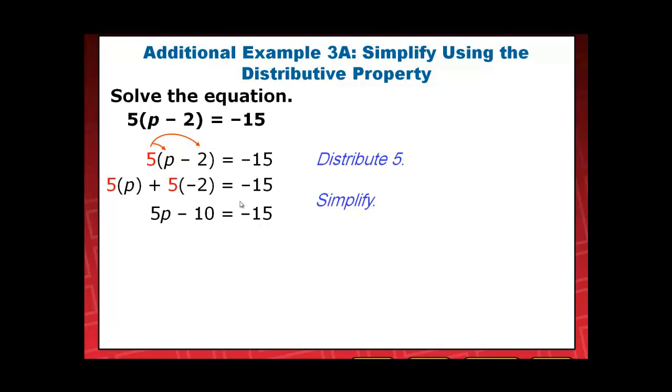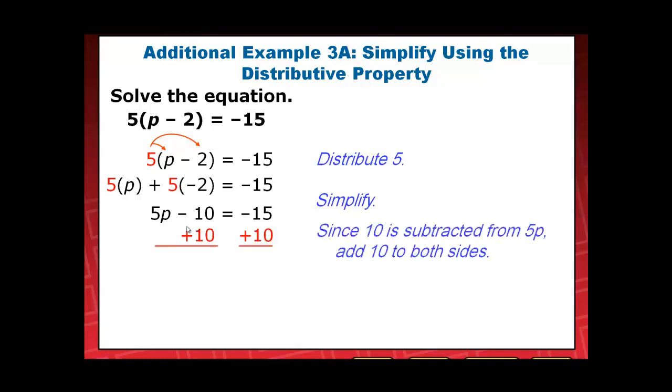Here, do we have any like terms in one side? No. Then we need to take out 10 from here. It's subtracting, so we will add 10 in both sides. So we have now 5b equals negative 5.